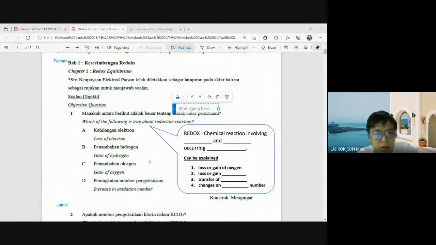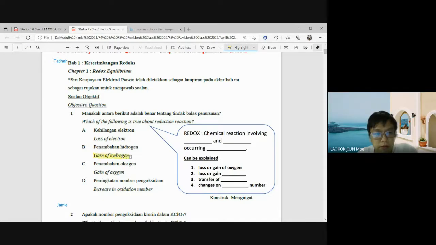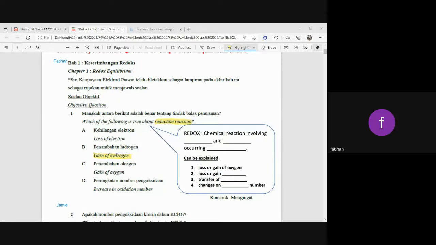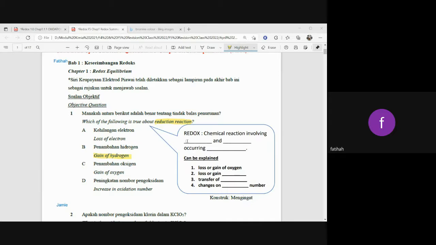What is your question? Number one is B, gain of hydrogen, because it's reduction, right? Very simple, right? Still remember what we discussed just now? Chemical reaction involves two reactions called what? Oxidation and reduction. Very good.